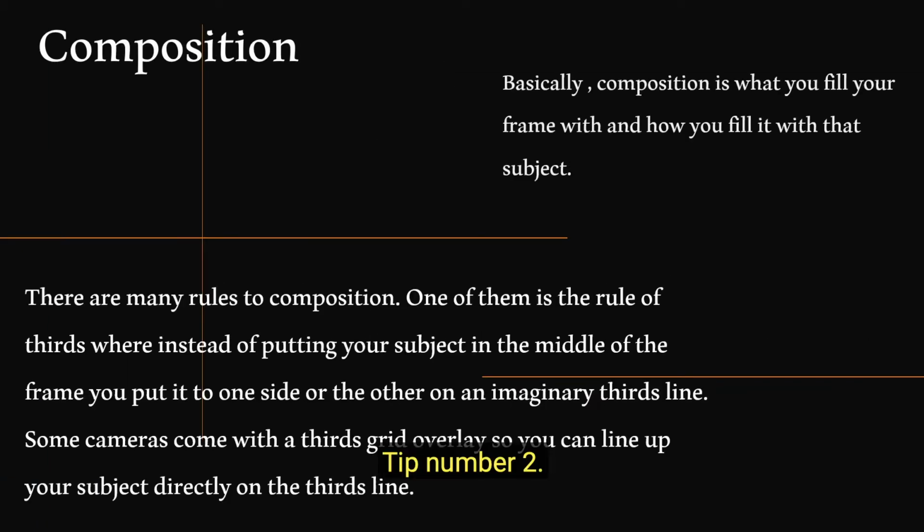Tip number 2, composition. Basically, composition is what you fill your frame with and how you fill it with that subject. There are many rules to composition. One of them is the rule of thirds, where instead of putting your subject in the middle of the frame, you put it to one side or the other on an imaginary thirds line. Some cameras come with a thirds grid overlay, which can line up your subject directly on the thirds line.